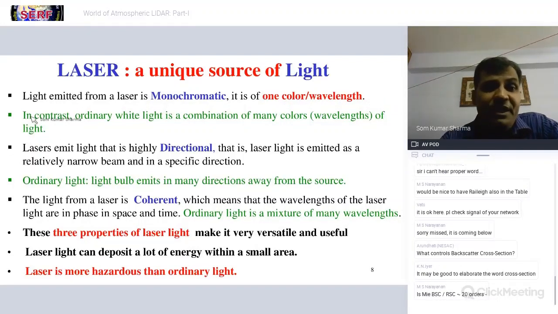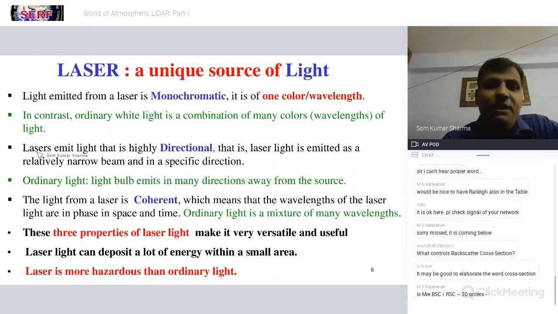And wherever it is written in green, it is basically a comparison with the ordinary light. In contrast, ordinary white light is a combination of many colors. Many colors means many wavelengths of light. So the laser has one color and one wavelength. Ordinary light has many colors, meaning many wavelengths.